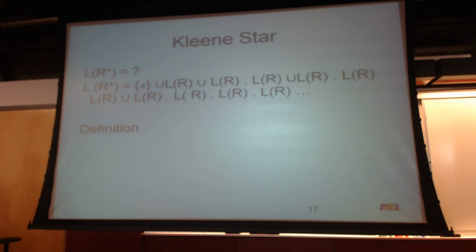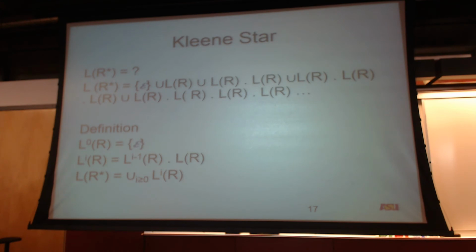So we'll see some other notations. So L0 of R, what is L0 of R? L0 of R basically is the empty string. Then Li of R becomes L(i minus 1) of R dot L of R. And what is L star? L star is the union of all Li of R. So this is like a recursive definition of the Kleene star operator.